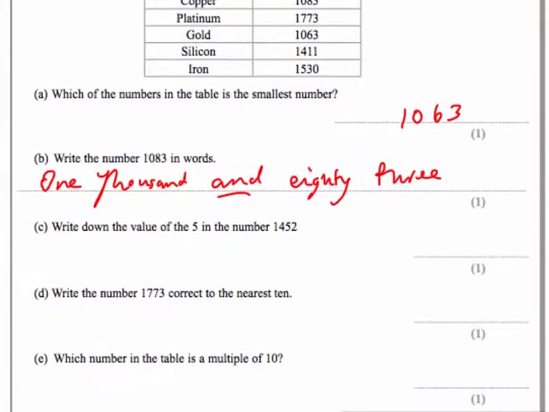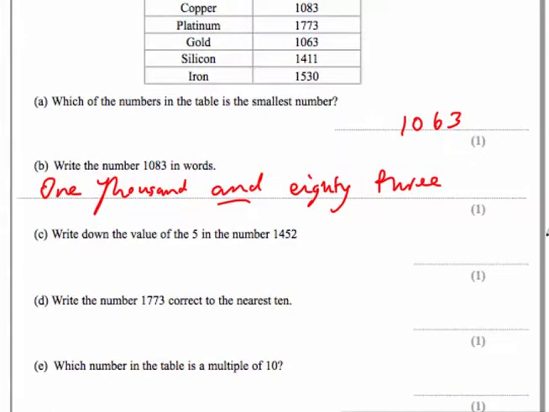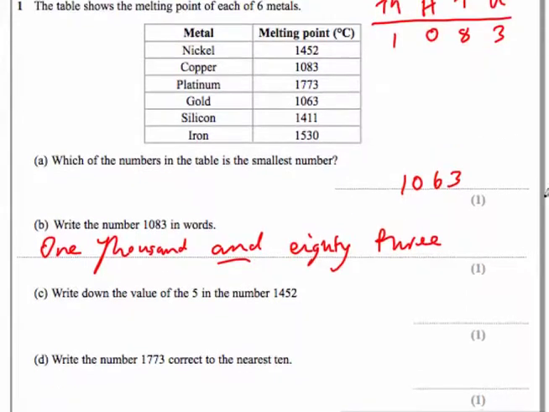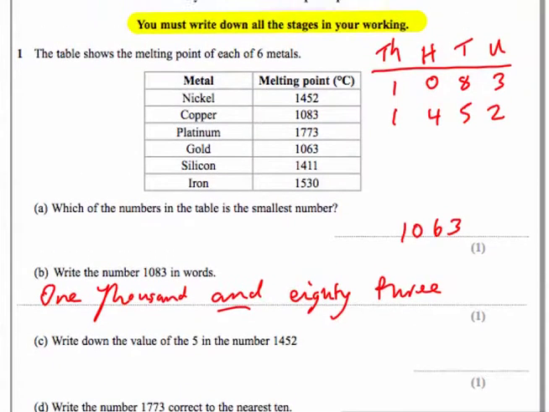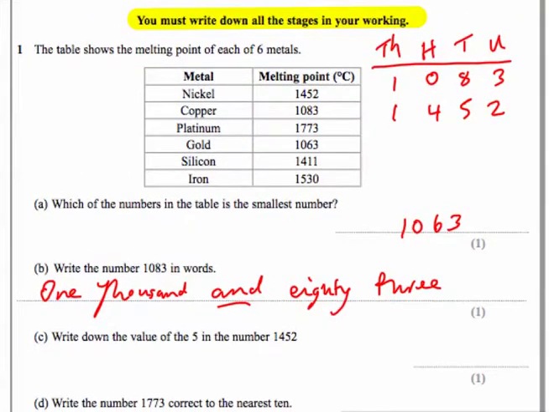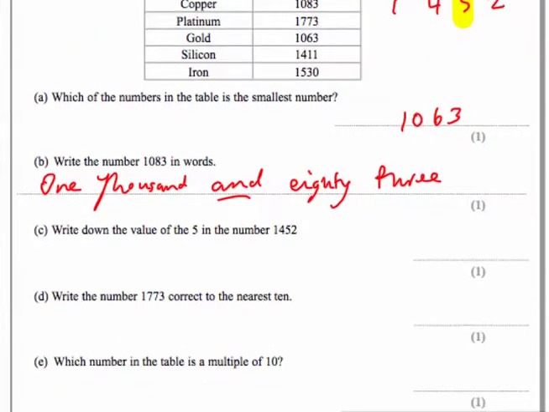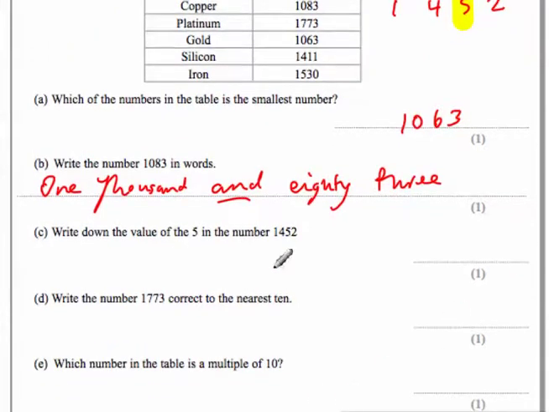Part C says write down the value of the 5 in the number 1452. So this time we'll put 1452 in there. And we can see then that, of course, the 5 here is in the tens column, so that must mean that the 5 is 50. So for that, I would just put 50.